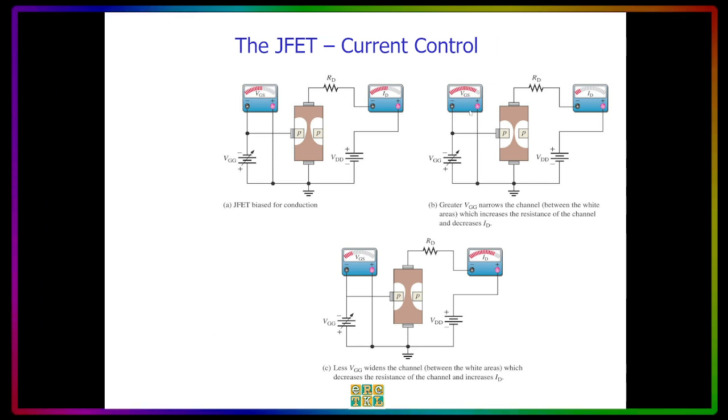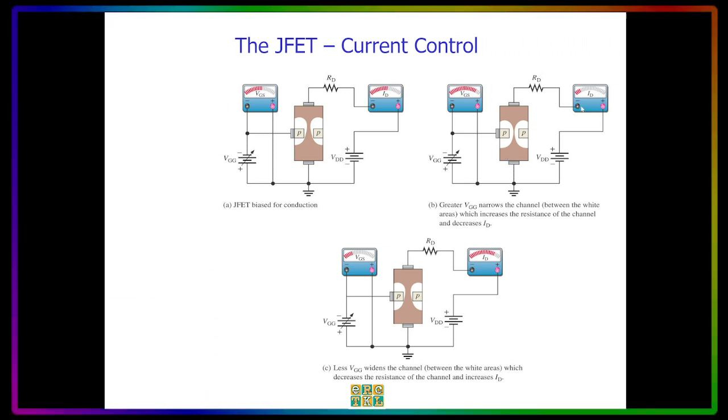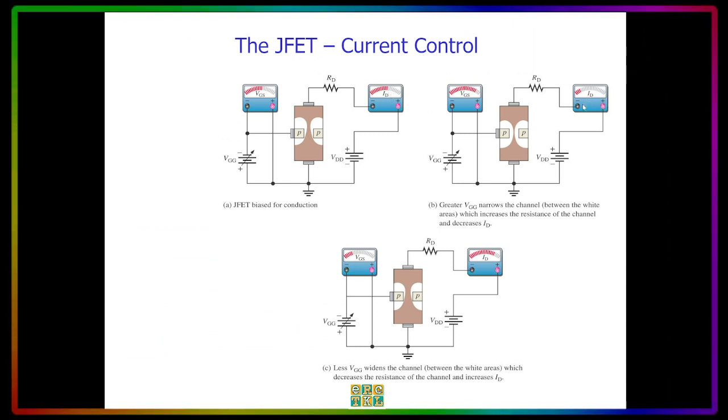Now, the moment you increase the VGS here, the greater VGG will narrow down the channel between these white areas that you see here in letter B, and this will increase the resistance of the channel. In effect, the current here is much lower compared with the original half value. You can see it's close to 1/4 current now when we increased the VGS from 50% to around 75%.